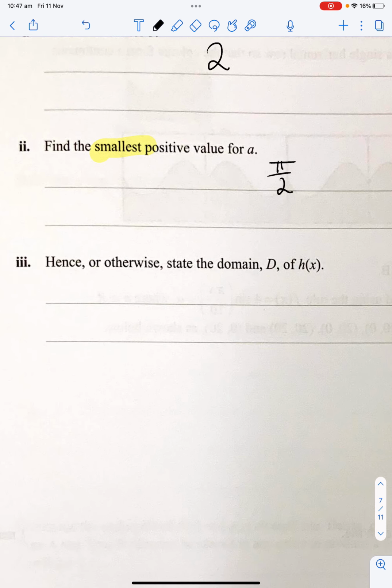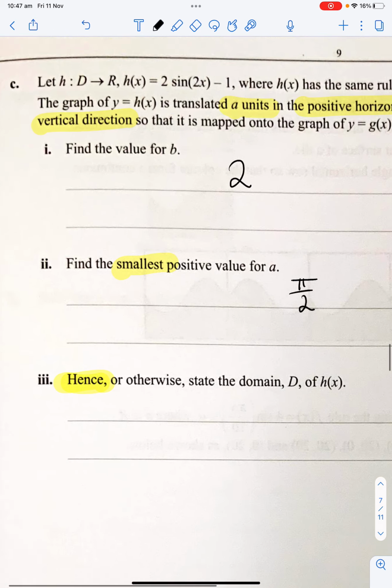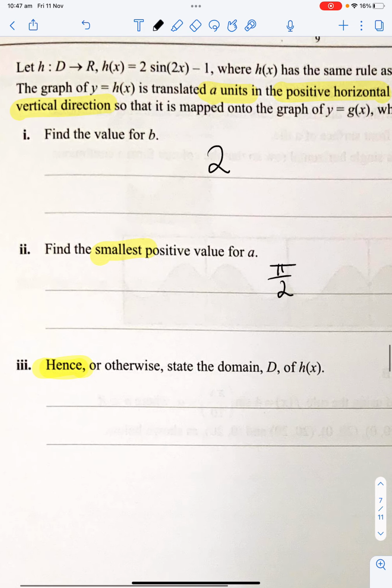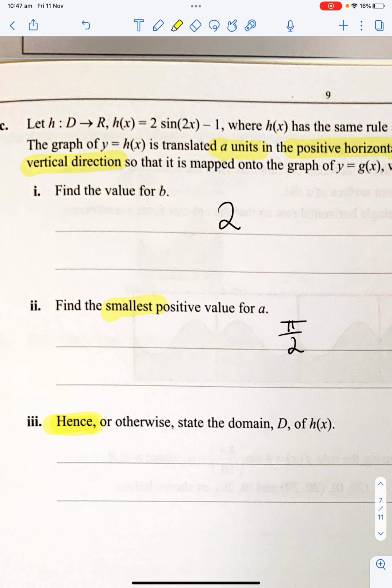Hence or otherwise state the domain for D. Now, whenever we see hence, we want to be using the previous information. So it's something to do with pi on 2 here. Find the domain D, which is this one up here of h of x.